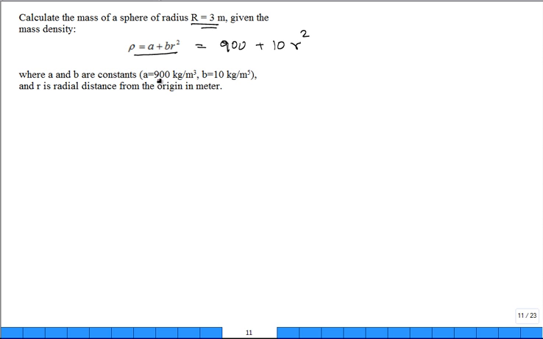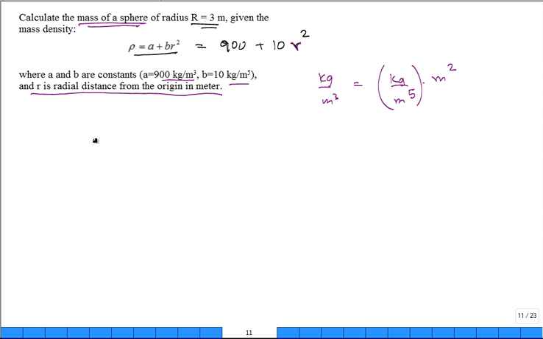And notice that A has units and B has units. Kilogram meters to the fifth. Good. R is the radial distance from the origin in meters. Okay, so calculate the mass of that sphere.